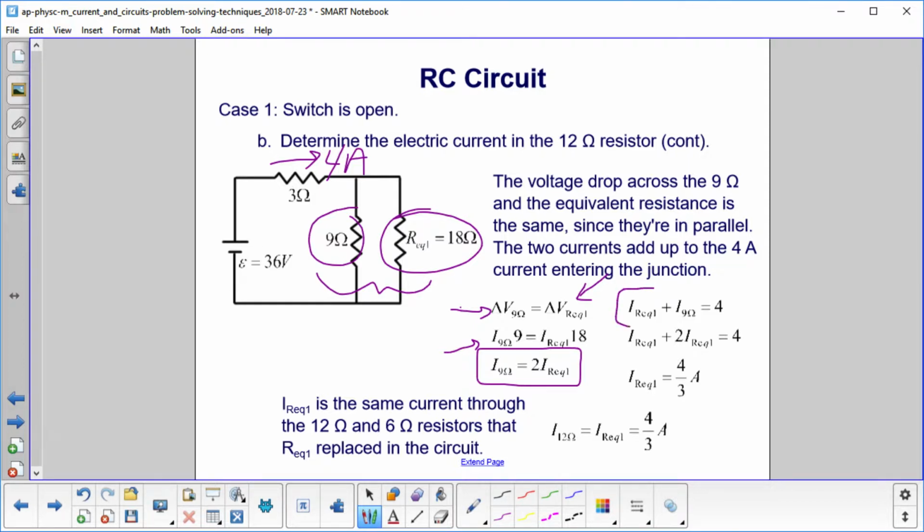Here's my other equation now. The 2 currents have to add up to 4. I substitute in the value for I through the 9 ohm resistor in terms of I equivalent 1, and I get I through the equivalent resistance is 4/3 amps. And as we said earlier, once we found the current through the equivalent resistance, we know that the current through the 12 ohm resistor will be 4/3 amps.